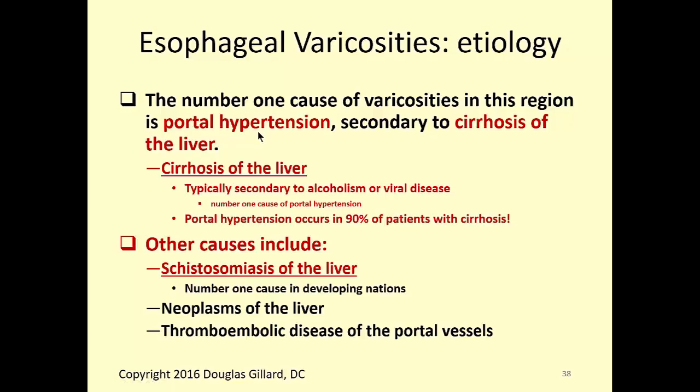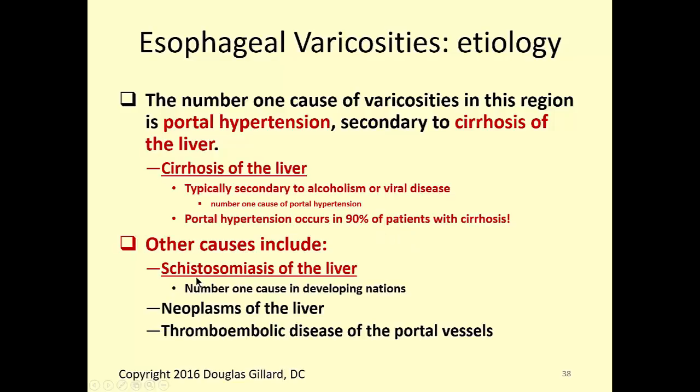If you have cirrhosis of the liver and an impedance to blood flow, it can reverse. It can start getting backed up through the portal vein and all its tributaries, and it can get backed up so much it can lead to the contribution of the portal vein that goes to the distal esophagus, as we'll see in a second. Bottom line, cirrhosis of the liver is the number one cause of esophageal varicosities. What causes cirrhosis? Alcoholism, hepatitis, and viral disease. Portal hypertension occurs in 90% of patients with cirrhosis. So cirrhosis almost equals portal hypertension.